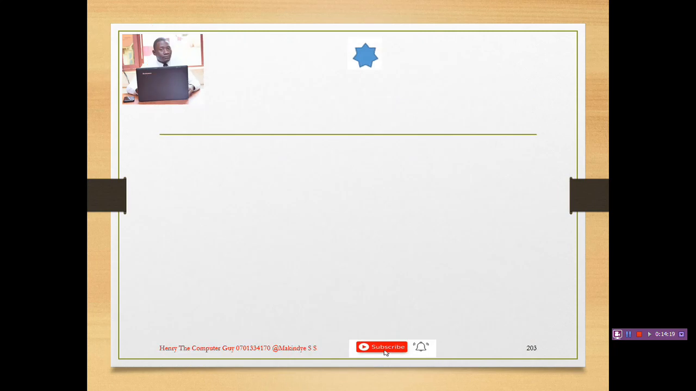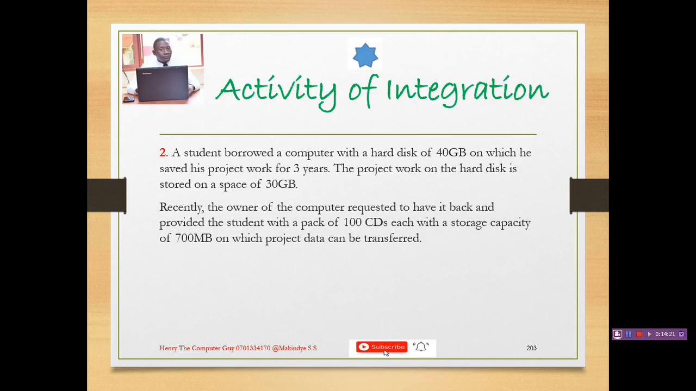We continue. We come to another activity of integration. A student borrowed a computer with a hard disk of 40 GB, on which he saved his project for 3 years. That means for 3 years, this person has been doing the project, and the computer only had 40 GBs. The project work on the hard disk is stored on a space of 30 GBs. That means that out of the 40, 30 GBs have been used, and the remainder is 10 GB.